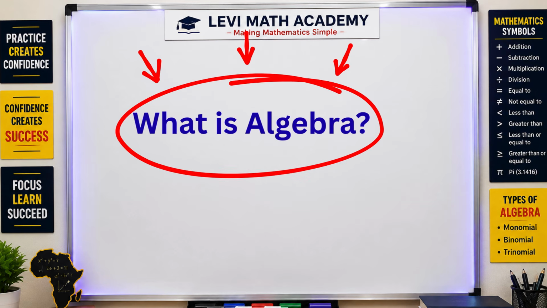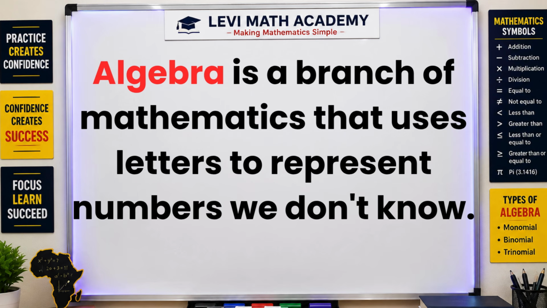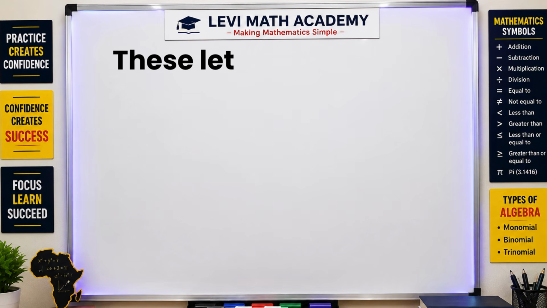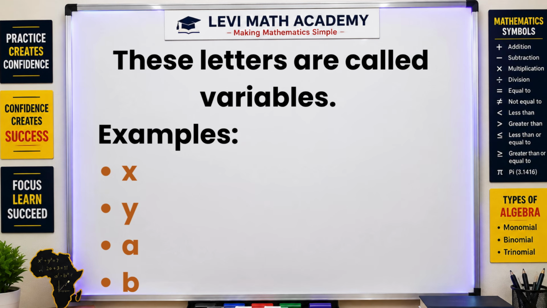What is algebra? Algebra is a branch of mathematics that uses letters to represent numbers we don't know. These letters are called variables. Examples: x, y, a, b. Think of algebra like detective work. The number is hiding and your job is to find it.